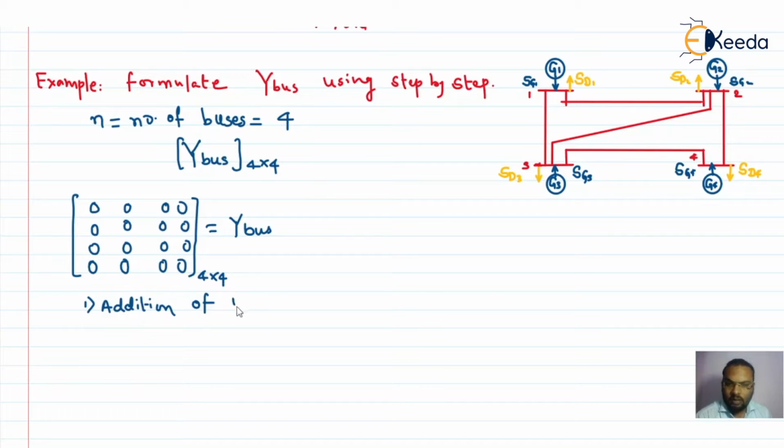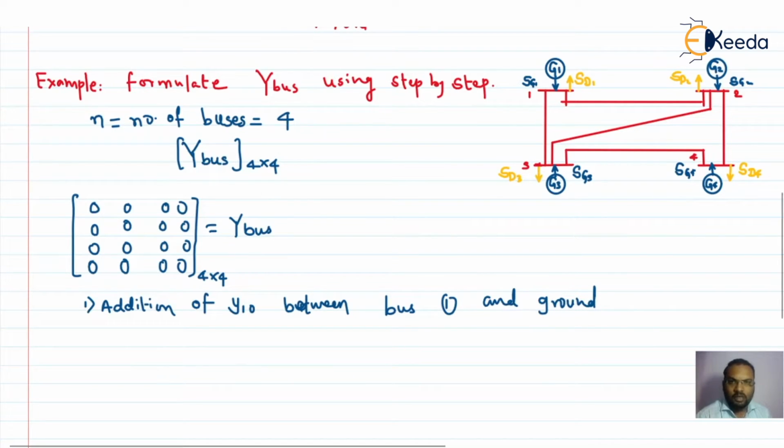Addition of an admittance y10. As the suffix indicates, it is between bus 1 and the ground. So it will affect only one entry. Which entry is it going to affect? It will affect only y11.